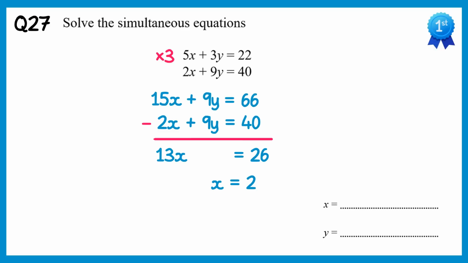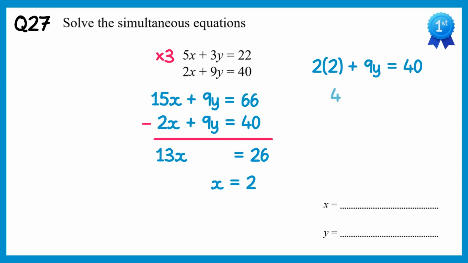Now we can pick one of the equations and substitute x equals 2 back in. I'm going to go for the second one. So 2x plus 9y equals 40. But x is 2, so I'll substitute the x for 2. So I have 2 times 2 plus 9y equals 40.